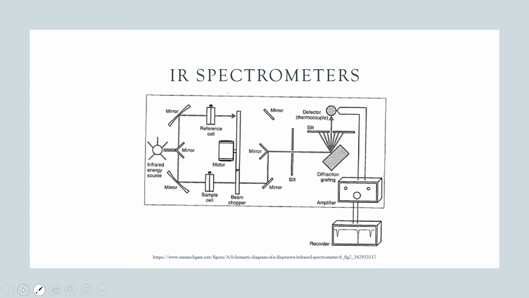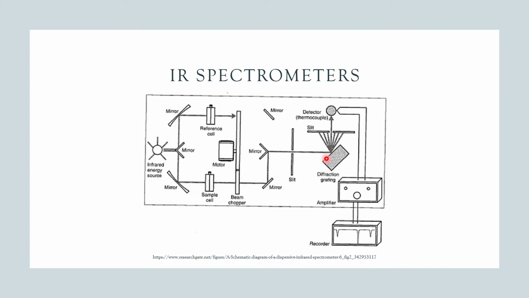This is a schematic of what's actually sort of happening on the inside. We don't need to know every single part that's here. I'm just going to highlight some bits. Obviously, there's going to be mirrors moving the infrared light around. We have an energy source, and that energy source goes through the sample. Once it gets through the sample, what we can do is use something called a diffraction grating to split the light up into its different wavelengths.